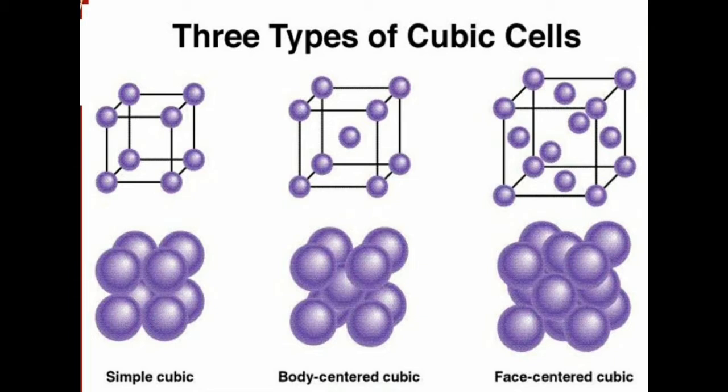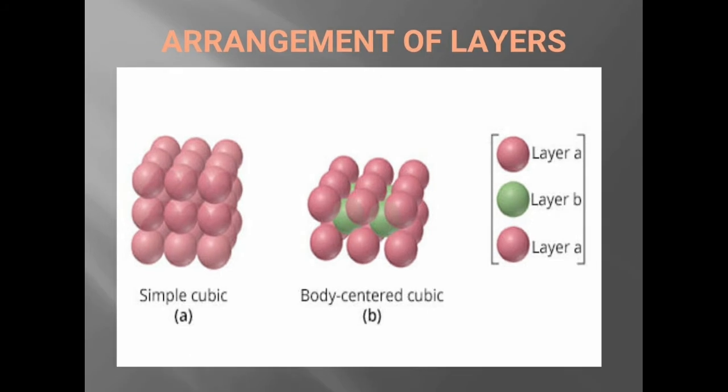The third diagram represents the face centered cubic. We know that a cube has 6 faces, isn't it? Yesterday we discussed that also. So 8 corners and 6 faces are also occupied by atoms. That is what is called face centered cubic. Now we are going to deal with how these atoms are arranged in a cube. So, arrangement of layers: simple cubic, body centered cubic.